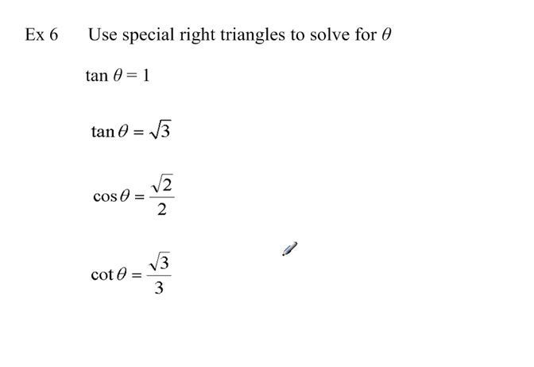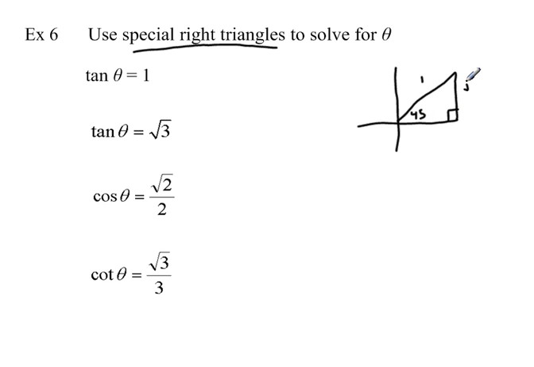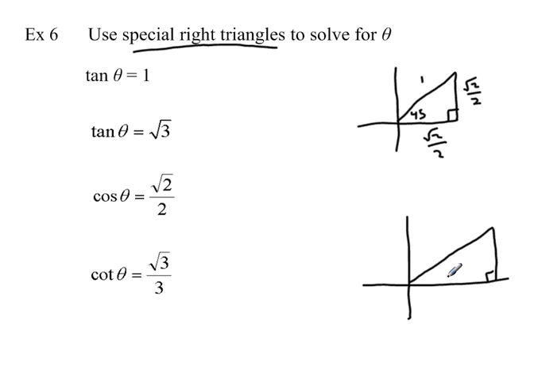6th example of the day, let's use special right triangles to solve for theta. So the hint in this problem is we're using special right triangles. So I'm going to draw up here a 45, 45, 90 triangle. I'm going to label some of the dimensions on this triangle. That'll help us out. And I'm also going to draw a 30, 60, 90 special right triangle and label some dimensions here as well. And let's see here. So there's 1, there's 1/2, here's square root of 3 over 2.